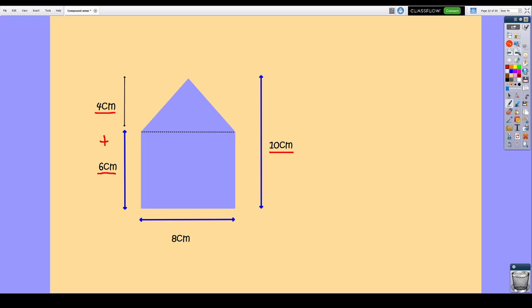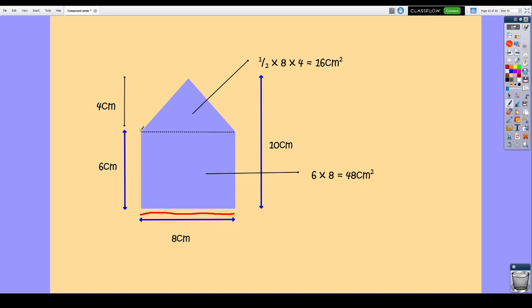Now we can go and work out the areas of each of these shapes. For the triangle, if the base of the rectangle here is 8, the base of the triangle is also 8. That's a property of a rectangle. So half of 8 times 4 gives us 16 centimetres squared for the triangle. And then our rectangle, nice and straightforward, 6 times 8 gives us 48 for the area of that.